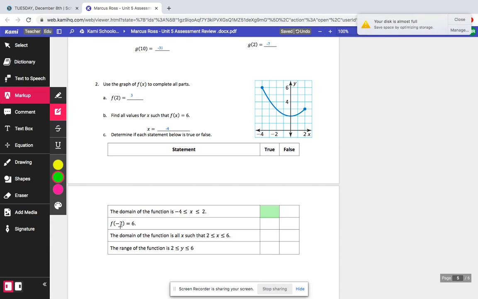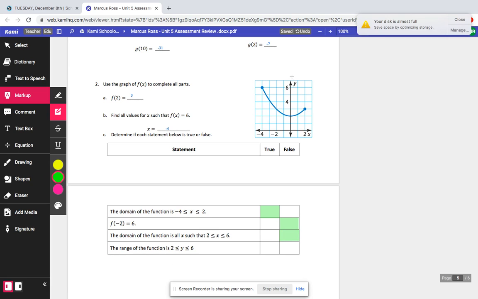Let's look here. When f of -2 equals 6, is that true? So when our x is -2, our y is 6. Well, that's not true because it hits at 3. So this is false. The domain of the function is all x's such that 2 is less than or equal to x is less than or equal to 6. Well, we know that's false because we already solved our inequality piece. So this is going to be false.